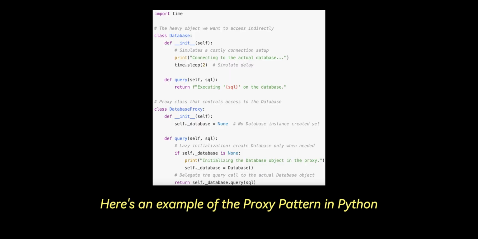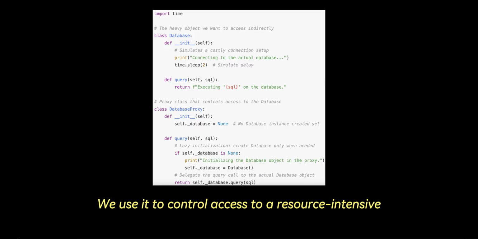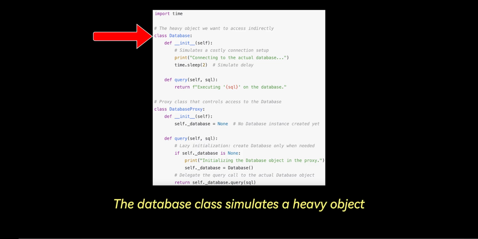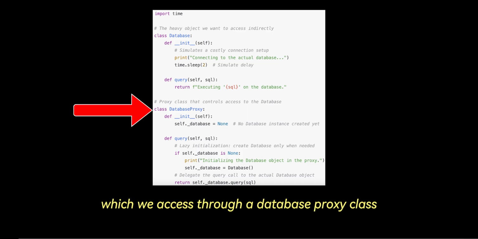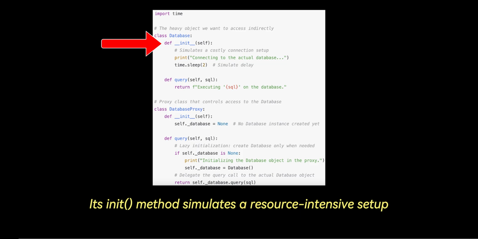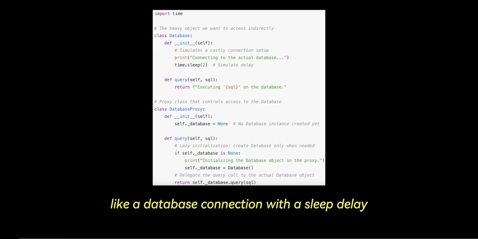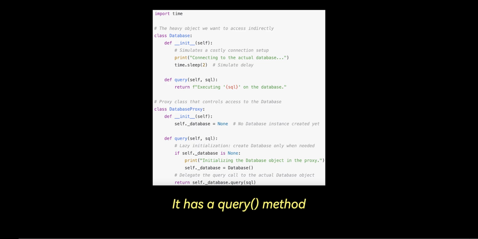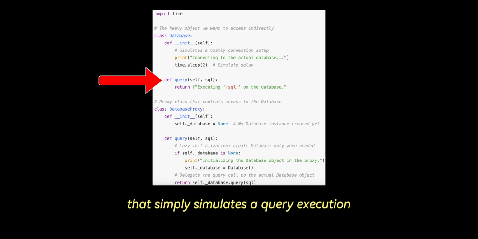Here's an example of the proxy pattern in Python. We use it to control access to a resource-intensive database object. The database class simulates a heavy object, which we access through a database proxy class that handles lazy initialization. The database class represents the heavy object that we want to control access to. Its init method simulates a resource-intensive setup, like a database connection, with a sleep delay. It has a query method that simply simulates a query execution.